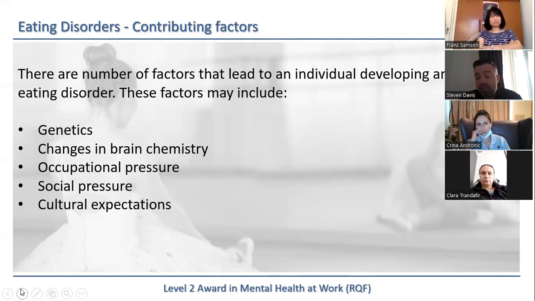Occupational pressures. So there was a recent thing in Emirates Airline where the staff have been weighed and shamed. So again, if you work in an industry as an air hostess, you have to be a certain figure, or a model. That's your occupational pressures. Social pressures, I think that's probably more to blame.